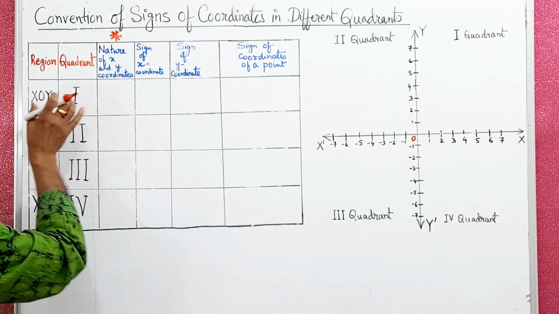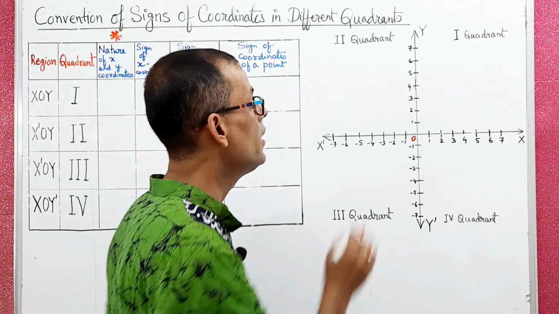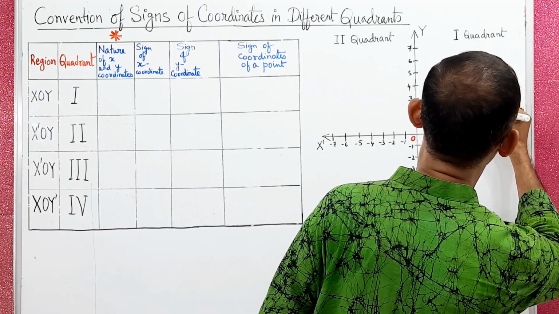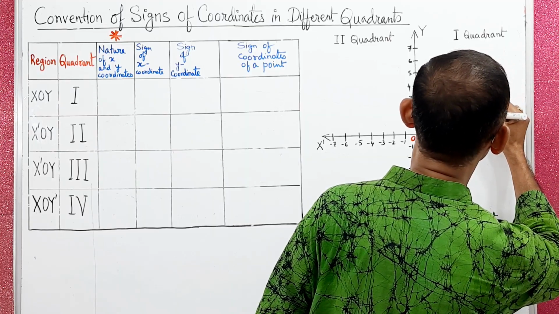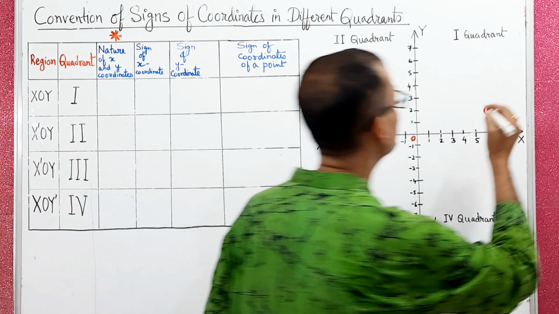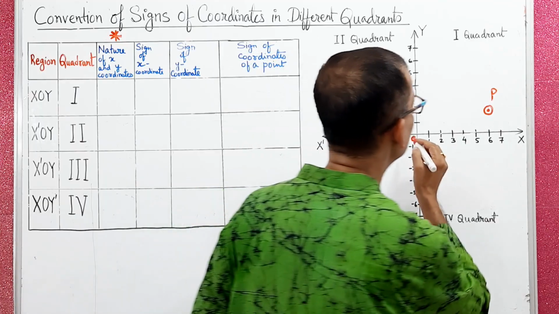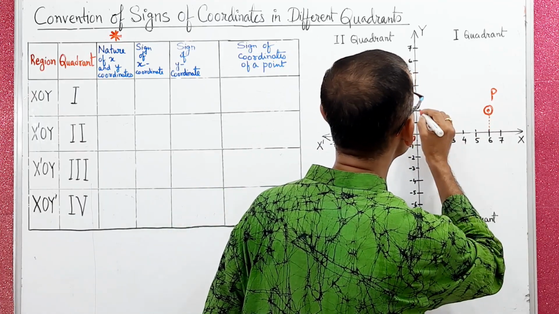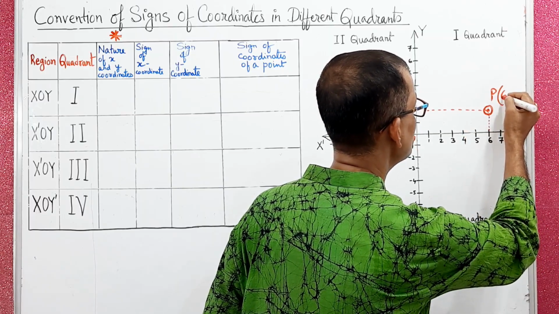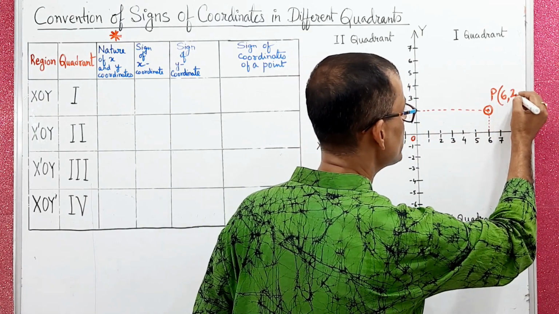Chalo, let us start with the first quadrant. Suppose in the first quadrant I want to plot a point. Actually we must know the coordinates and then plot, but here I am plotting the point first and naming it P. Then what will be the coordinates? The coordinates will be the perpendicular distances. So here X value will be 6 and Y coordinate value will be 2. So 6, 2.